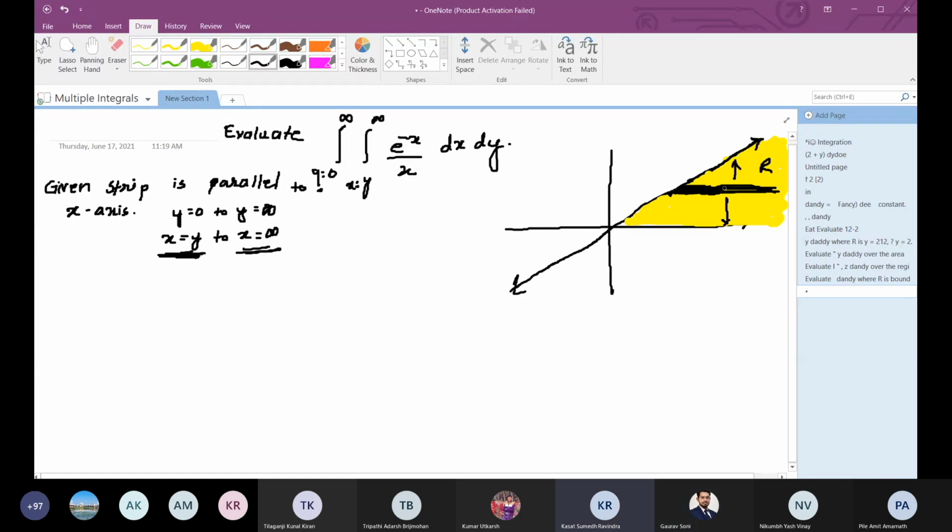Sir, can you explain why we are not considering the region above the line, because it is not satisfying my condition. What is my condition? Look at the second equation. This tells me about the strip.